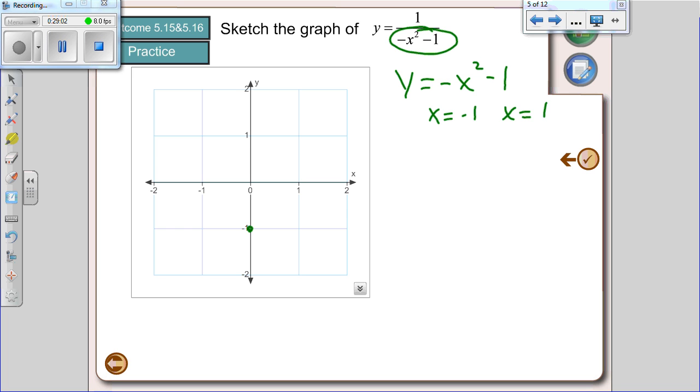Okay, x equals negative 1. If I put negative 1 in, it's squared. Makes a positive 1. The negative makes it negative again. Negative 1 minus 1 is negative 2. So it's going to be right there.